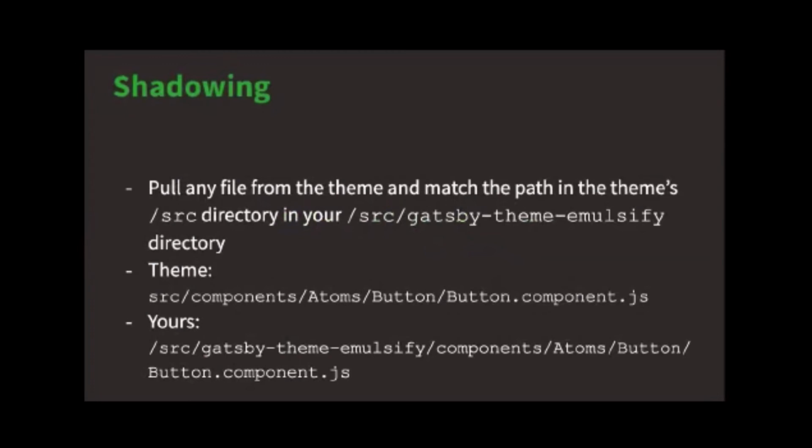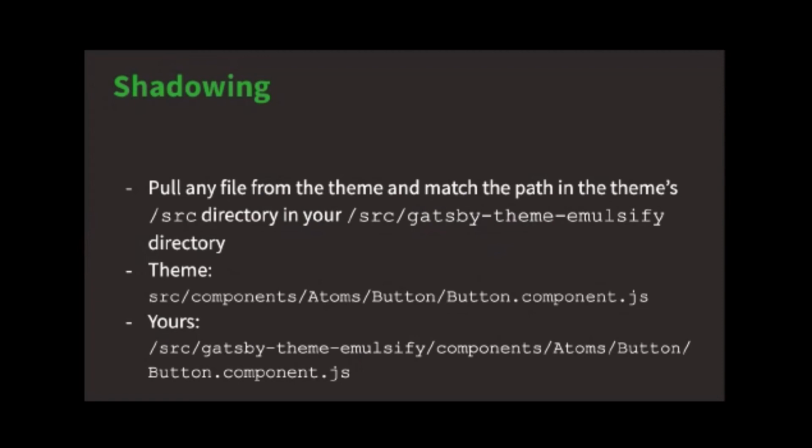But basically, you can pull any file from the parent theme, and you can match the path in your source directory, so your local project. Create a source directory, which is common in a Gatsby project anyways. And then what you do with the path is you find the path to that file in the original theme, and it's /source/ the theme name, and then the rest of the path. So here's an example of the button from our theme. The button is at source/components, and then the rest of that path you can read there.